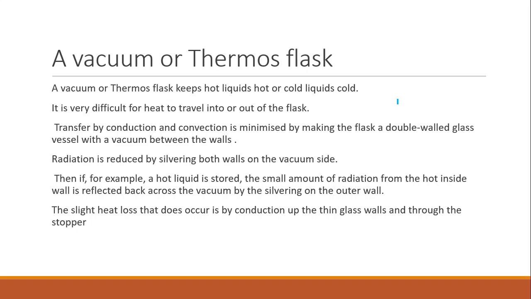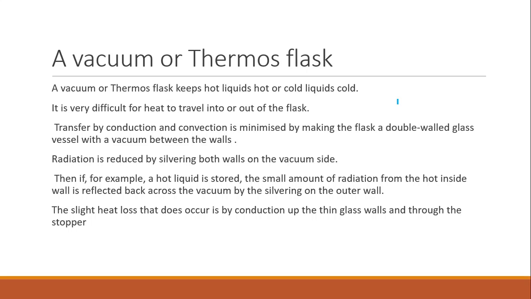Radiation is reduced by silvering both walls on the vacuum side. Now, the things that governed conduction and convection were the medium, the currents or the solid itself, and the thing that governed radiation was the kind of material or the kind of surface. So, in order to minimize radiation, the inside of the vacuum flask is made up of a silvery glazed material. So, radiation is reduced by silvering both walls on the vacuum side.